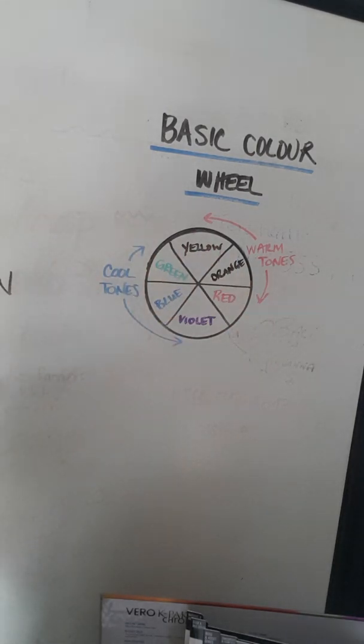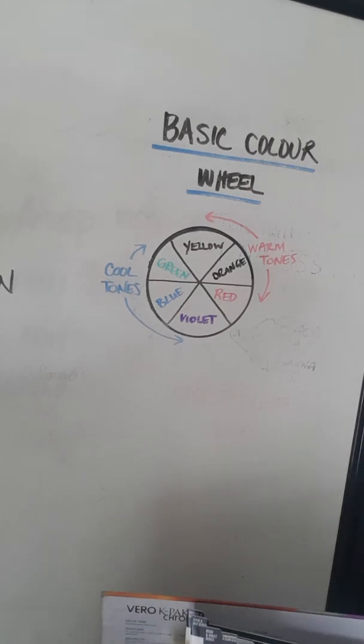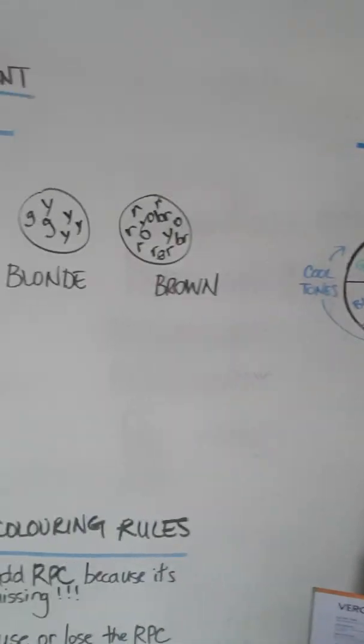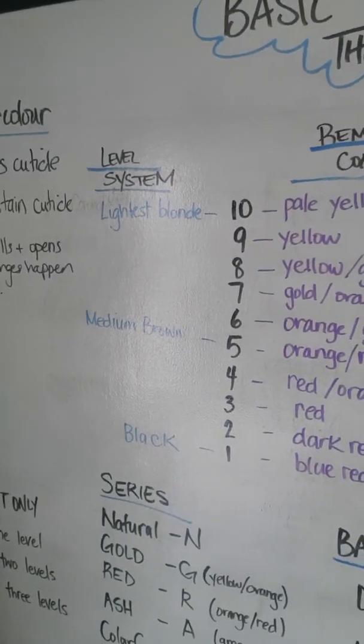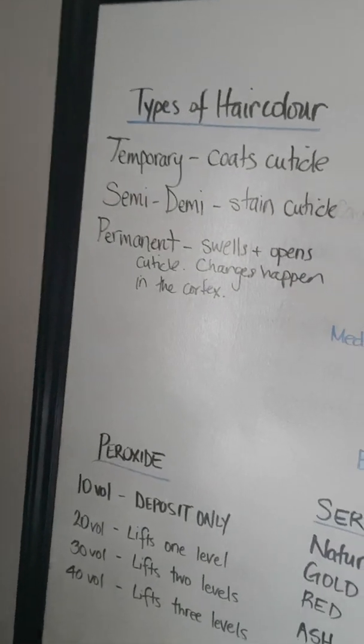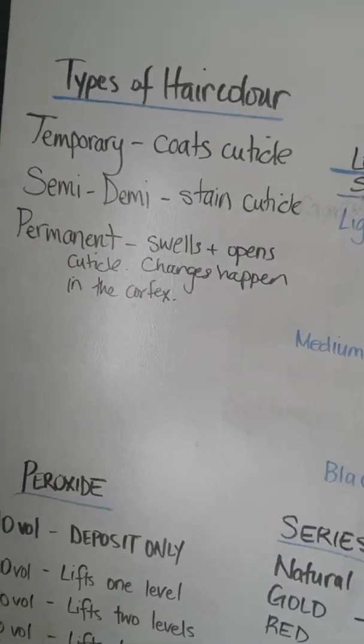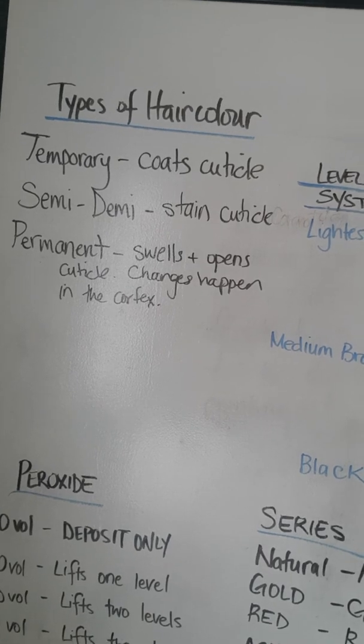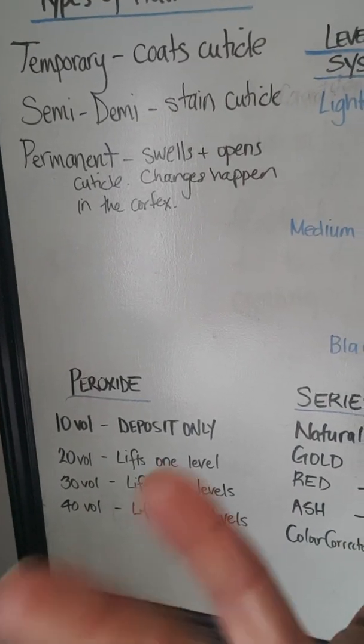So we've talked about the level system. We've talked about remaining pigment contribution. And now we're going to move on to peroxide. Okay, so what is peroxide?